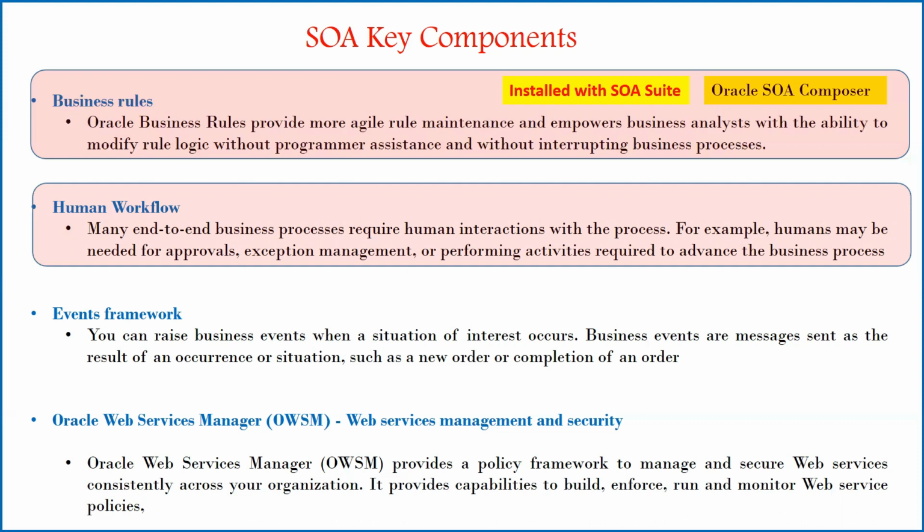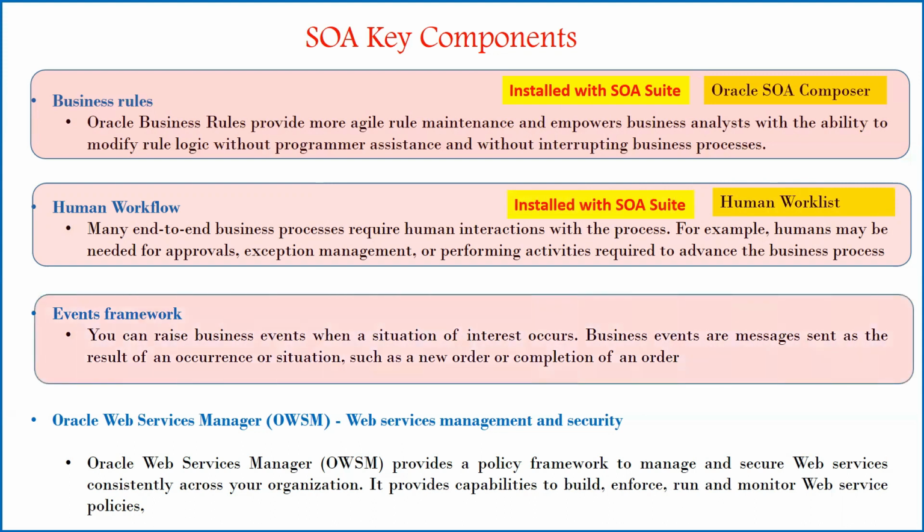Once your manager approves, then it goes through a certain set of automated steps, and then it may go to HR for manual approval as well. That means you are defining a workflow where some of the processes are executed with the help of automation, but some of the steps may need human intervention, right? So for that, you have a human workflow. Once you install the SOA, you will get a URL for the human work list, and this human work list URL is for the human workflow, and this human workflow is installed with the SOA suite.